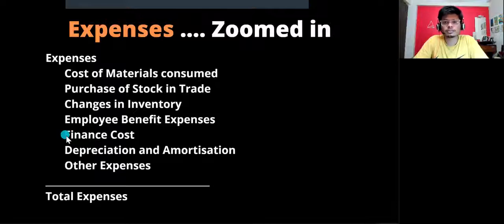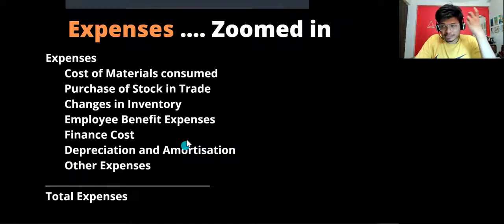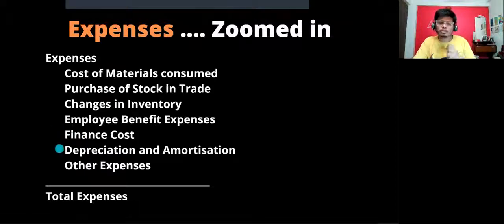Finance cost. Finance cost is basically any cost incurred due to financing the company. For example, if I have taken a loan and I have to pay interest on that loan, that is my finance cost. Depreciation and amortization. Again, depreciation amortization, big topic, and I'll cover this part in a separate video. So depreciation amortization, basically it's like whatever my fixed assets are, those fixed assets slowly I have to charge out into my profit and loss account. So that is a way to do that, through depreciation and amortization.